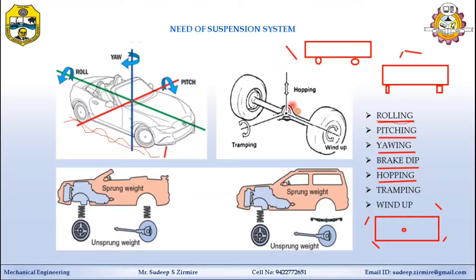Then hopping, in this figure you can see hopping. Here it is indicating the rear wheel differential. When only the backside is moving up and down, it's called hopping. And tramping, here it is the differential. The propeller shaft is connected to the differential. When this differential twists about the center, clockwise or anti-clockwise, then it's called tramping.